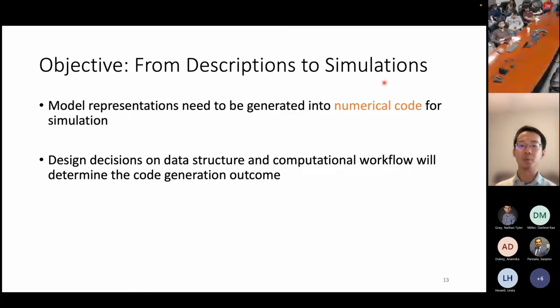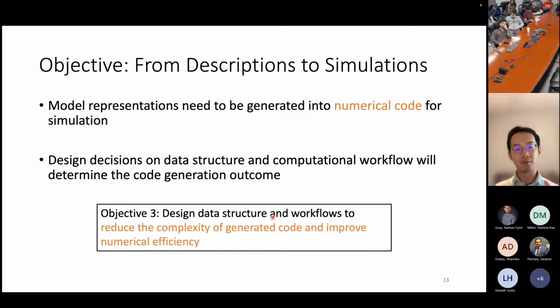From model descriptions to simulations, there is a gap. If we have developed the models already, they won't be simulatable yet. So those model representations need to be generated into numerical code for the ultimate simulation. And there are some design decisions on data structures and computational workflows that will determine how the code should be generated, or say how the computer should write the code. So objective 3 is to design data structures and workflows to reduce the complexity of generated code and, as a result, improve numerical efficiency.